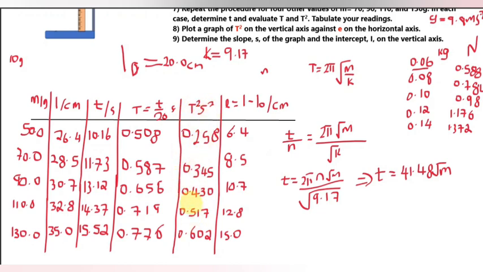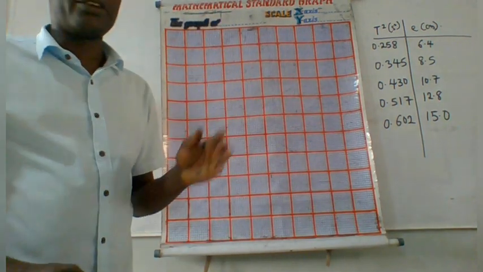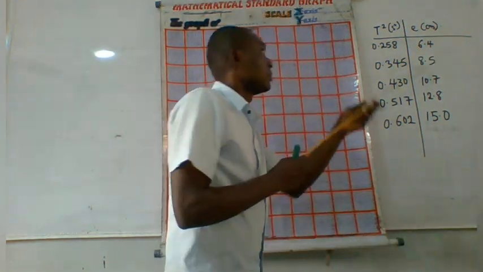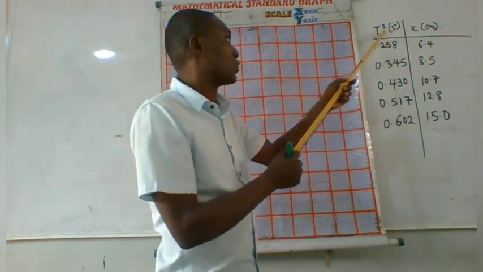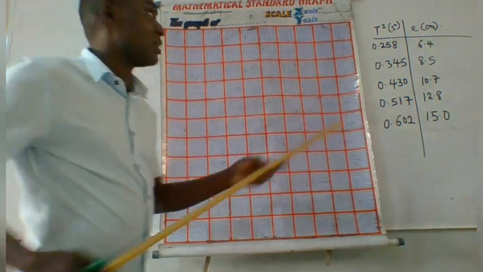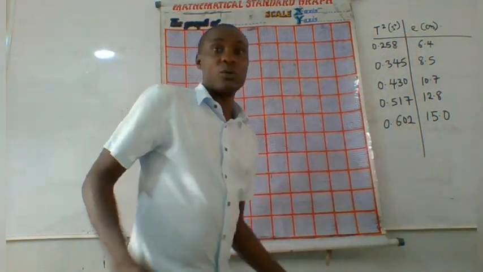Now in my previous videos, I plotted the graph of T squared against m in grams, but for this particular case, I'm going to plot the graph of T squared against extension. I think that's going to be very easy. So I'm going to plot the graph in a short while. These are the values we have to plot: T squared on the vertical axis against e on the horizontal axis.